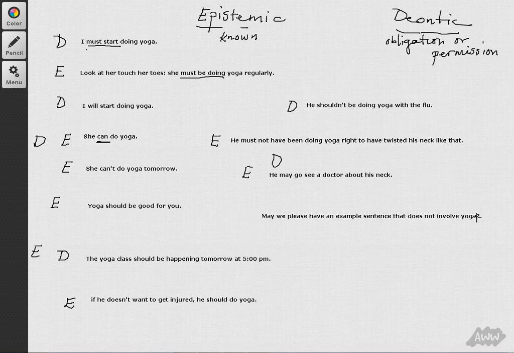May we please have an example sentence that does not involve yoga? Well, that is clearly a deontic meaning because they did not give us permission to talk about modals outside of the nature of yoga.